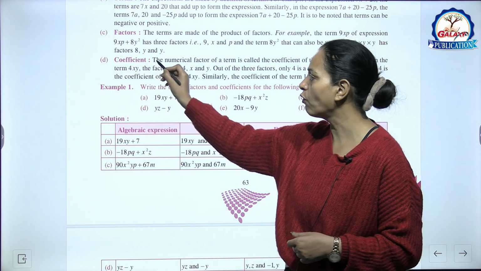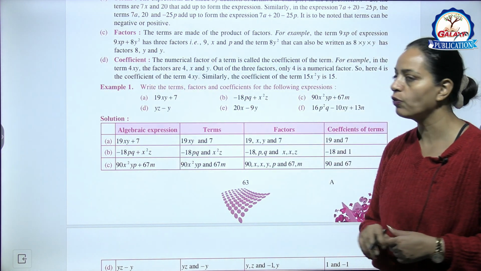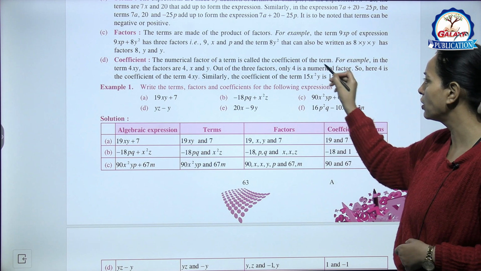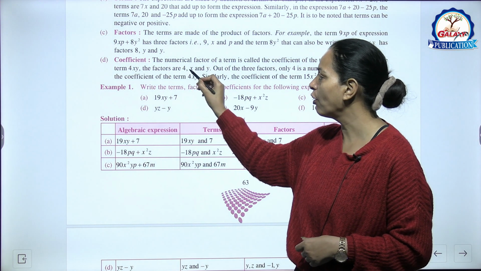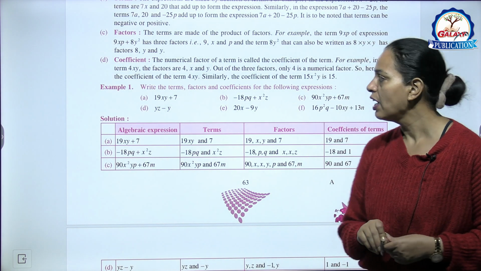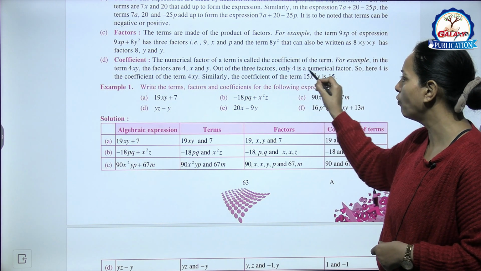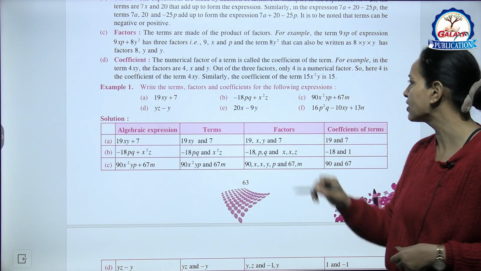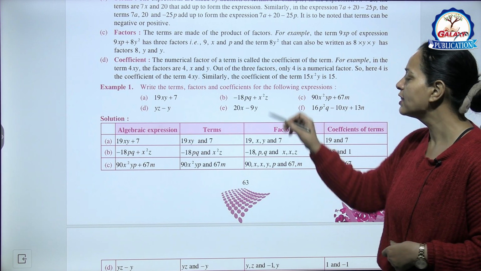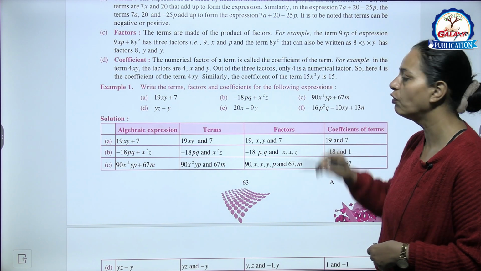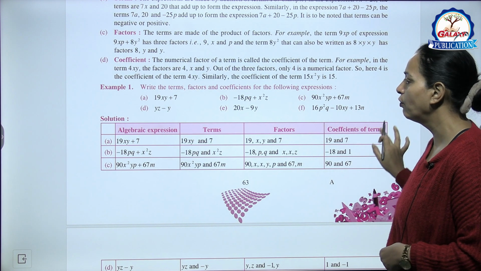Now the next is coefficient. The numerical factor of a term is called the coefficient of the term. For example, in the term 4xy, the factors are 4, x and y. Out of the three factors, only 4 is the numerical factor. So here 4 is the coefficient of the term 4xy. Similarly, coefficient of the term 15x square y is 15.